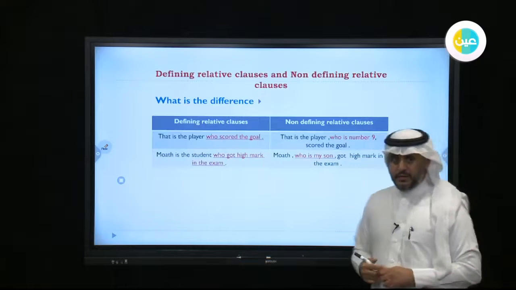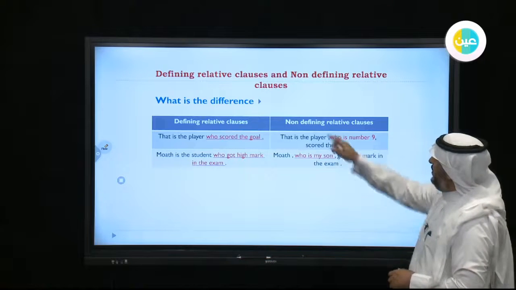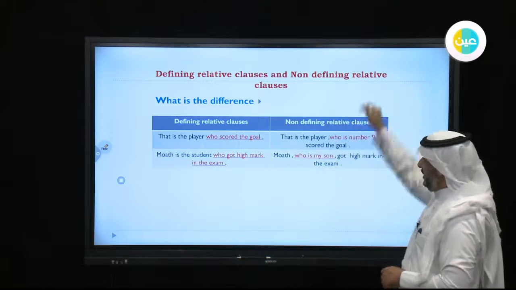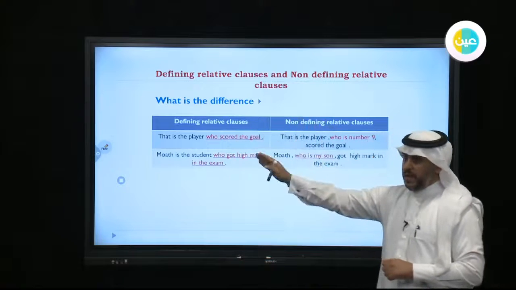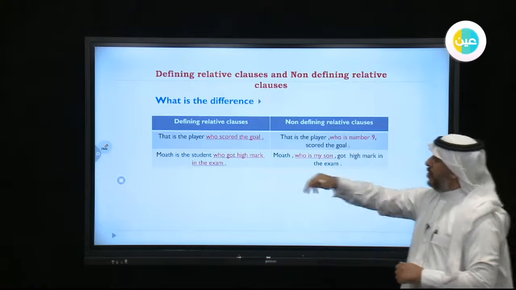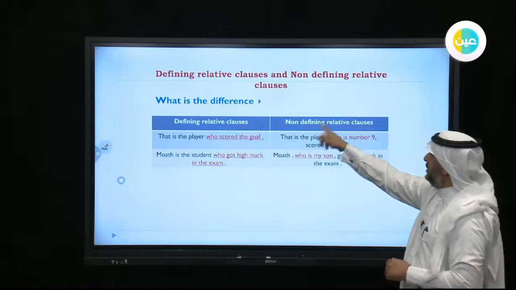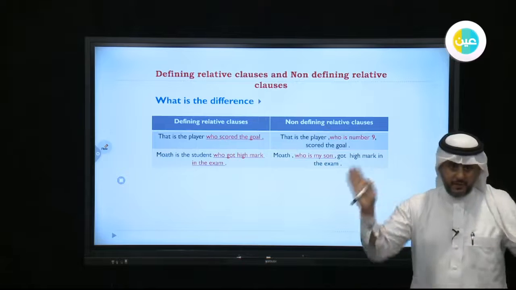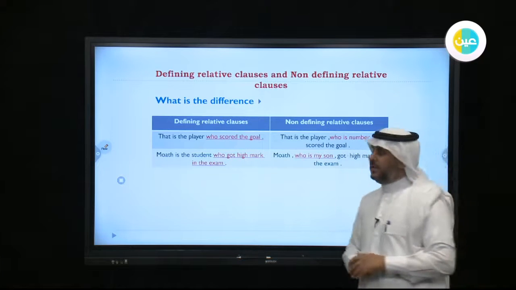Look at this table, defining relative clauses and non-defining relative clauses. What is the difference between the two? As I said yesterday, we focused on defining relative clauses. Today, non-defining relative clauses. هذا الفرق بين القاعدتين.